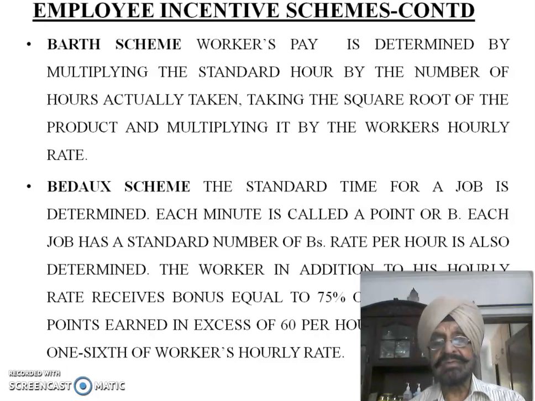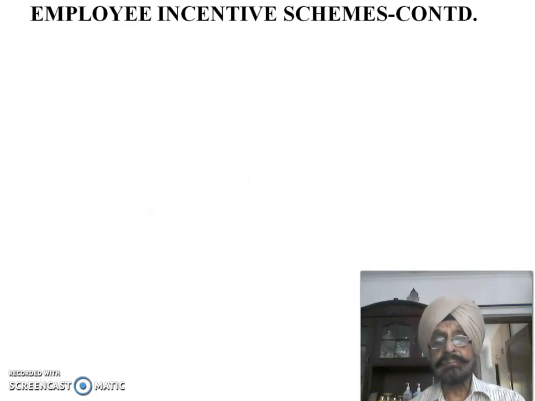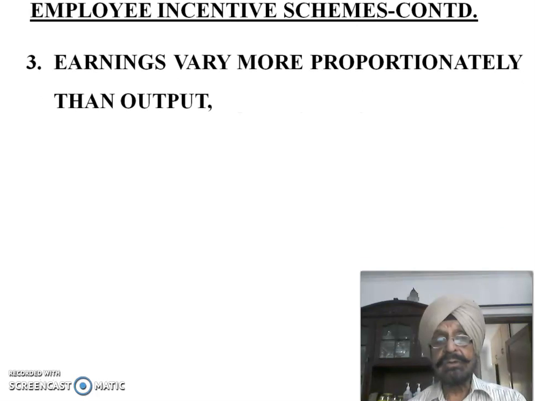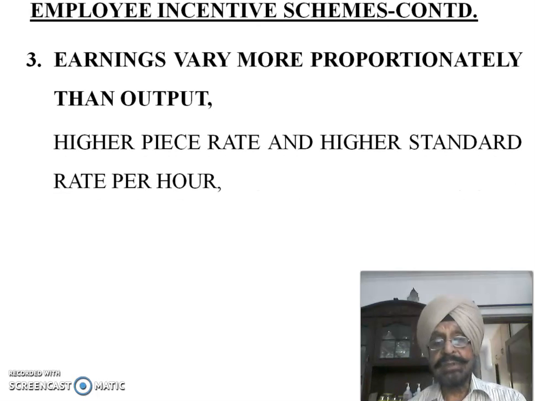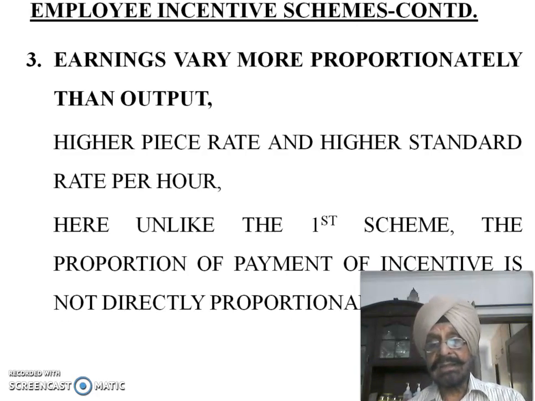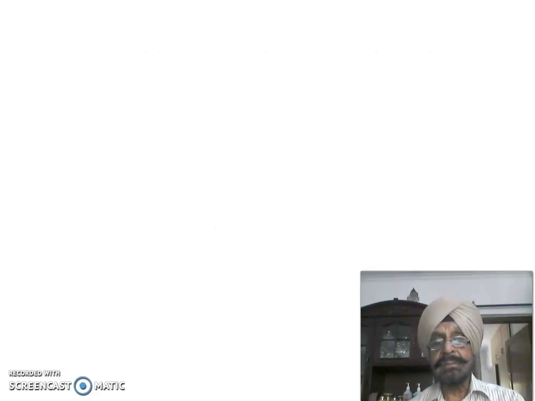Now having seen these four, that is directly proportional and less proportional, we go to the third one, which is the employee incentive scheme with more than proportionality to the output. In the more than proportional schemes, we will correlate with the first one. Let us see: a higher piece rate and a higher standard rate per hour is fixed. Here, unlike the first scheme, the proportion of payment of incentives is not directly proportional but higher. Let us see the system.